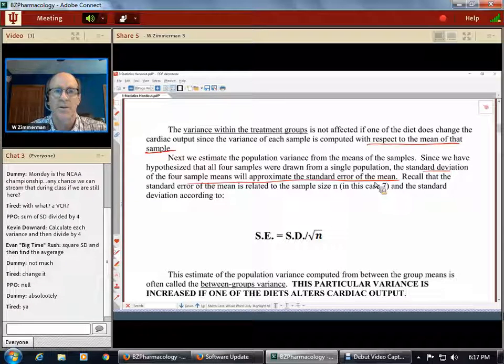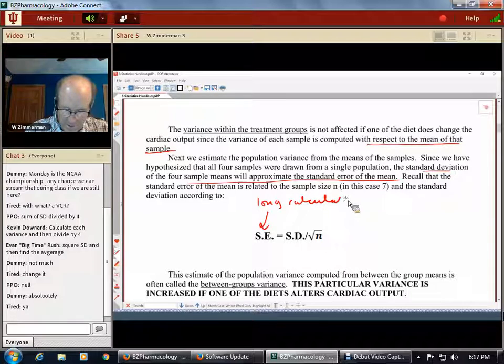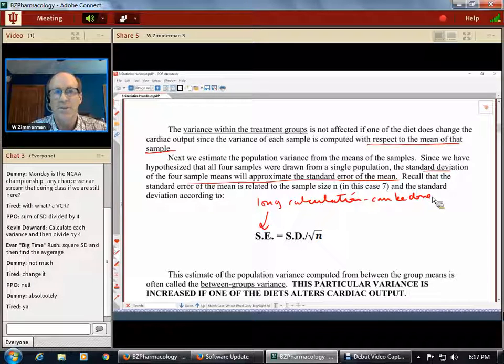Now, recall that the standard error is related to the standard deviation by this simple equation. Standard error equals standard deviation divided by the square root of n. Well, we can get the standard error. It's a long calculation, but it can be done. And with a computer, as I said, it's extremely easy. So we get the standard error from those 4 means. We know what our n is.